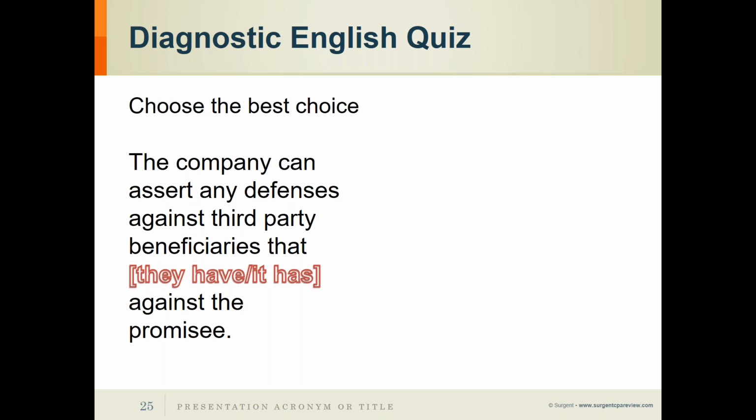So in your question box, let me know what you think it should be. Should it be they have or it has? So take a minute, submit your response, and then I will show you the answer.